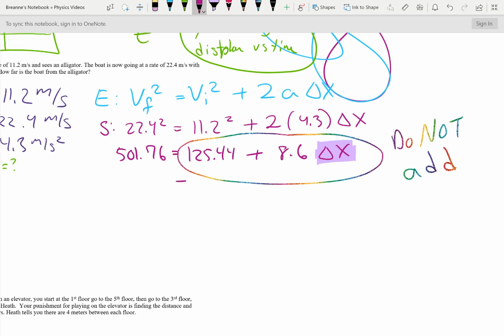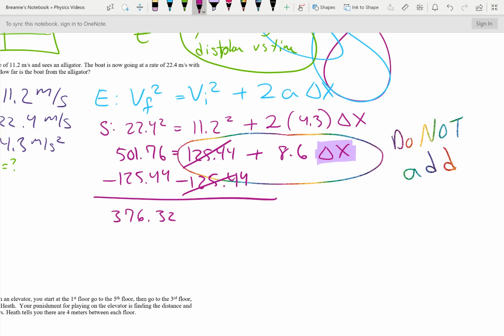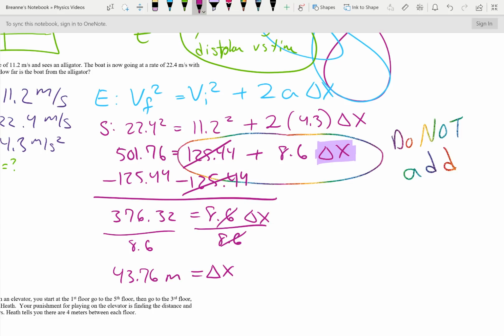So we have to get the 125 on the other side. It's a positive, so the opposite of positive is a negative. And when you do something to one side, you have to do it to the other. Once you do that, you get 376.32 equals your 8.6 delta x. You divide, because it's the opposite of multiply, and you get that your delta x equals 43.76 meters.